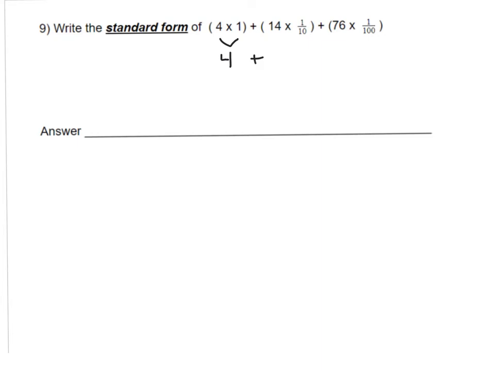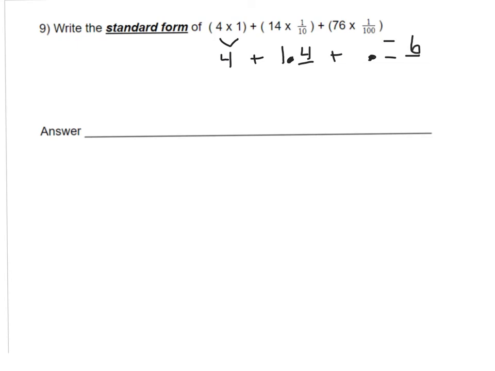But how do I write that? 14 tenths. Well, no, after my decimal point, I have the tenths place. So the 4 in the 14 has to go behind it. So 14 tenths is the same thing as 1 and 4 tenths plus 76 hundredths times the hundredths. So 76 has to land in the hundredths place. So we know after the decimal, it's the tenths, then the hundredths place.